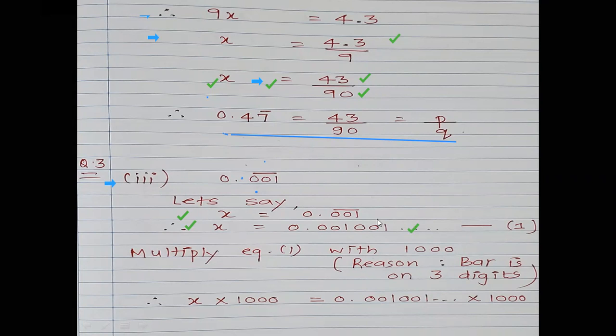Now, the next step, as we did in the last two sums, is to observe how many digits the bar is present on. So over here, the bar is present on 3 digits, 0, 0, 1. Hence, the first equation will be multiplied with 1000. So x gets multiplied with 1000 and the RHS also gets multiplied with 1000. I hope you're clear with this before we proceed to the next step. You'll observe that the steps are the same. The numbers may differ.